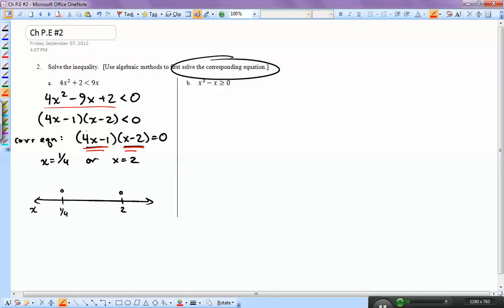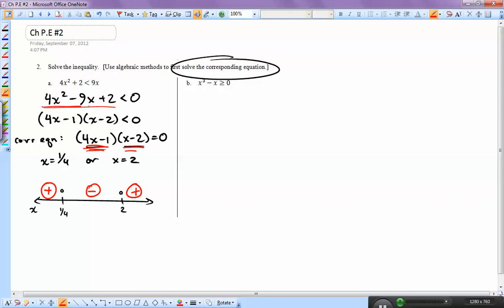If I plug in 0, I'm going to get negative times a negative, so that's a positive. In between, an easy number to plug in would be 1. So if I plug in 1, 4 times 1 minus 1 is positive, 1 minus 2 is negative, so it's a positive times a negative. That's a negative. And then if I plug in a huge number like 100, because it's to the right of 2, I'll get positive times positive. That's a positive. Okay, so now I've got that.